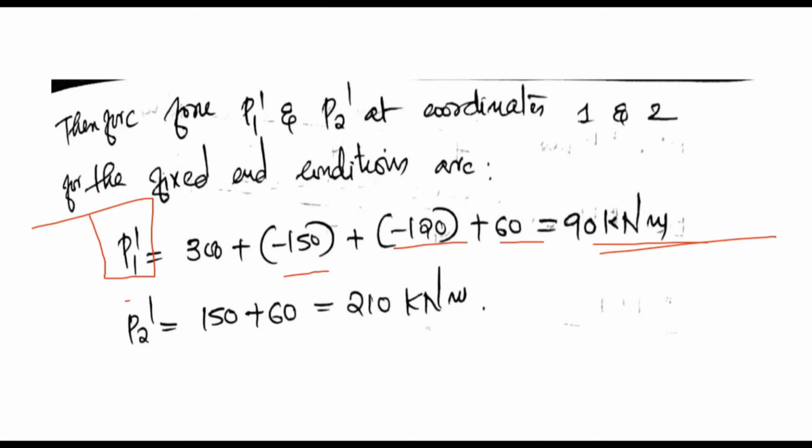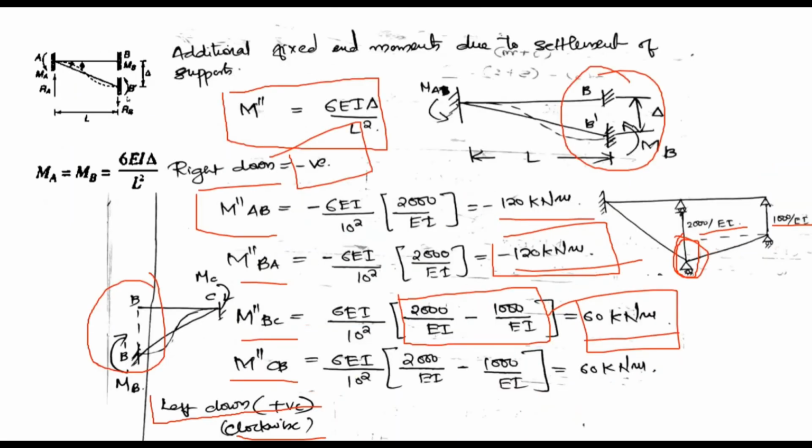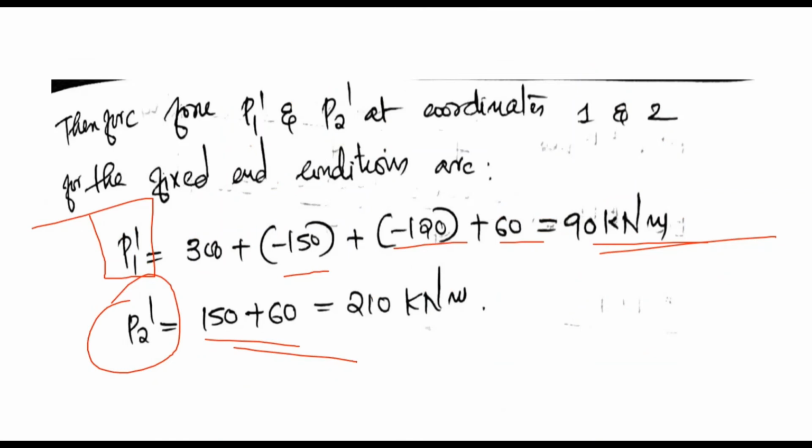P2 dash will be 150 plus 60. That is, it only has the effect of CB. 150 plus 60 equal to 210 kilonewton meter.